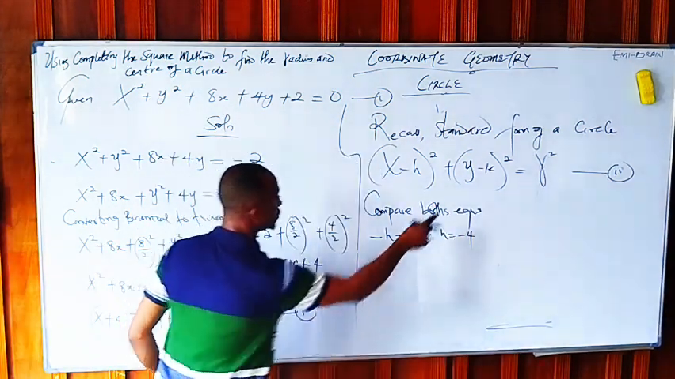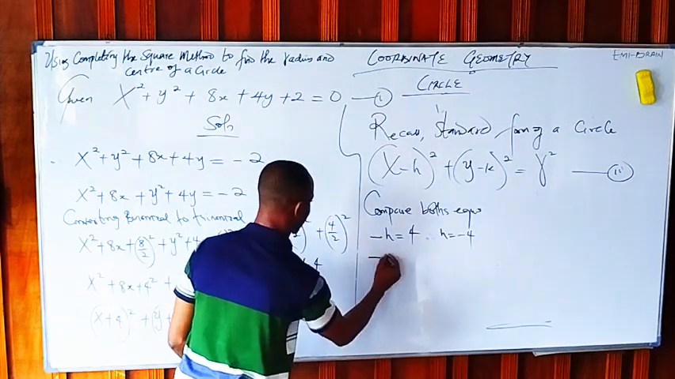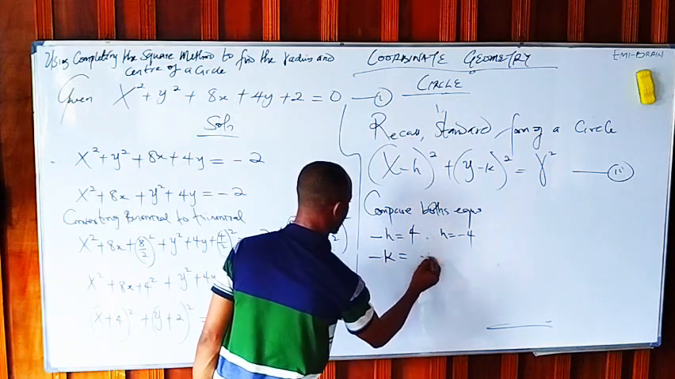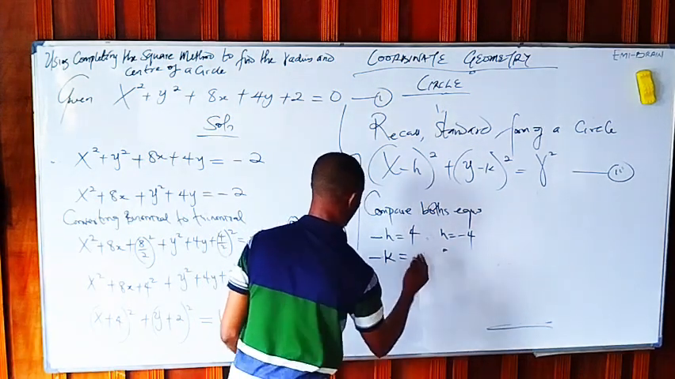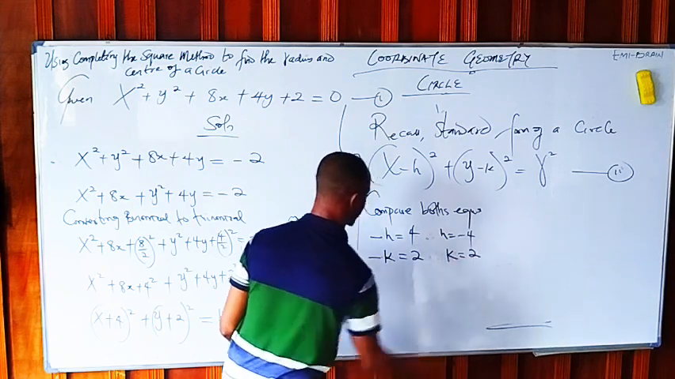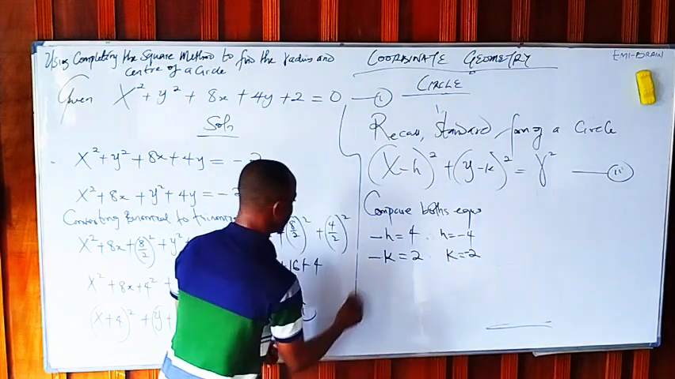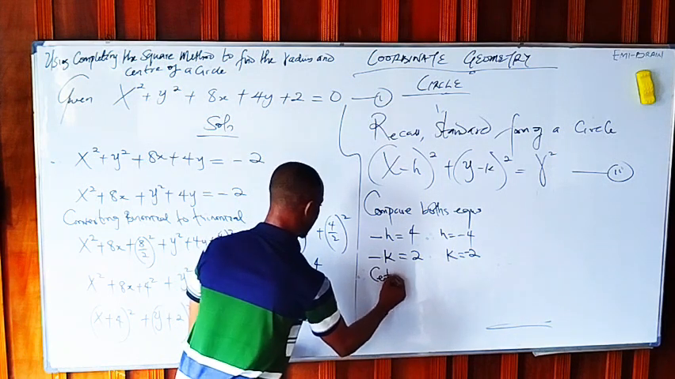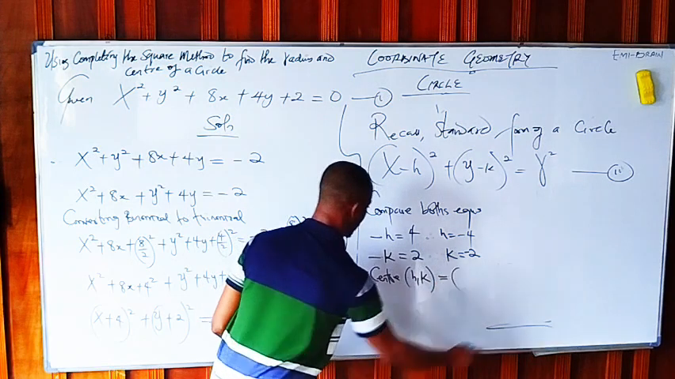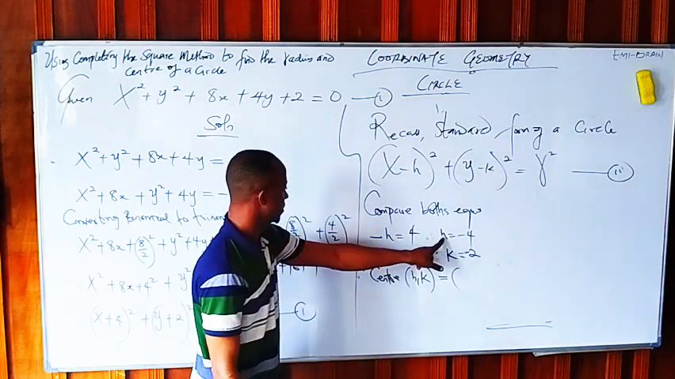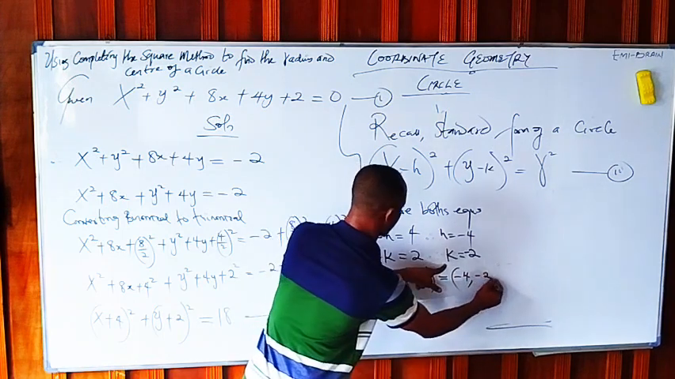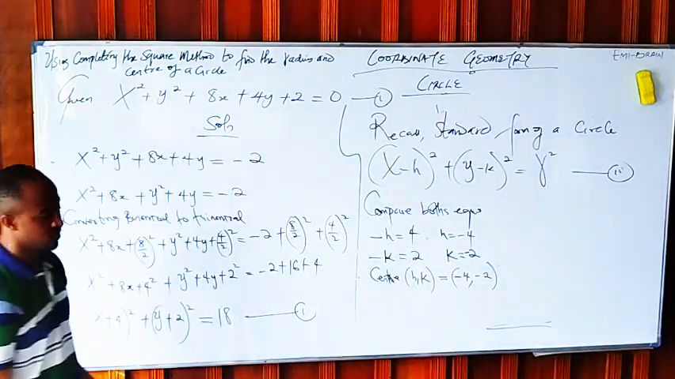Also we compare minus k equals to 2. That means k, sorry, minus k equals to 2, abi? That means our k equals to minus 2. Therefore, our center, what's our center? h comma k, which will give us what? What's our h? Minus 4. What's our k? Minus 2. Is it the same answer we got? Yes.